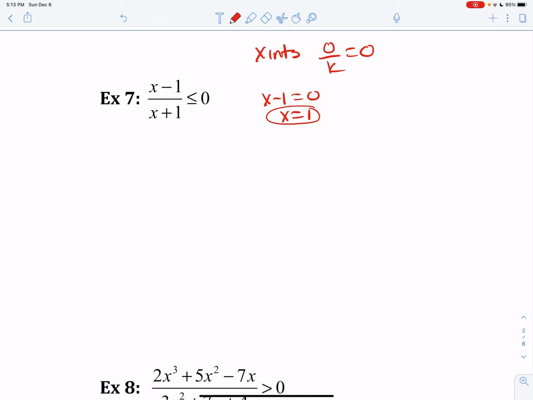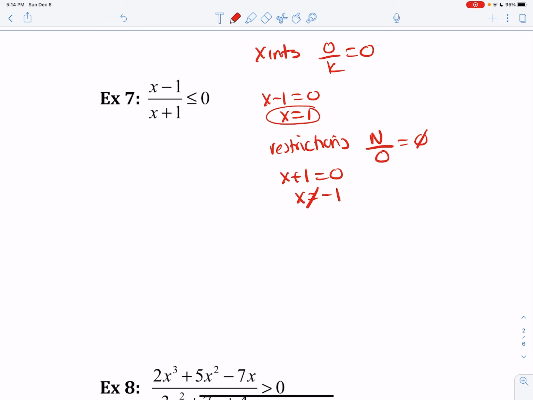Because it's rational, we do need to worry about restrictions. We know that a fraction cannot have 0 in the denominator. That is a no. Then we would have no solution. It would be undefined. So in this particular case, our denominator would equal 0 when x is negative 1, and we cannot use negative 1 because then our fraction would be undefined.